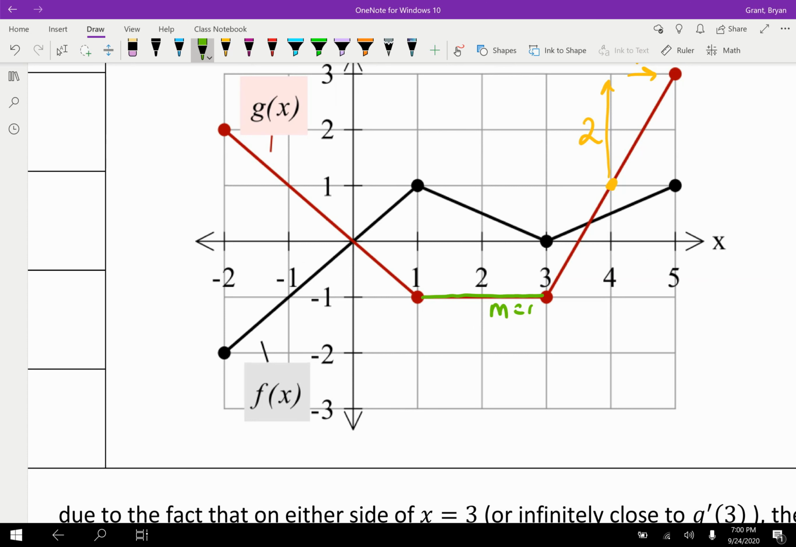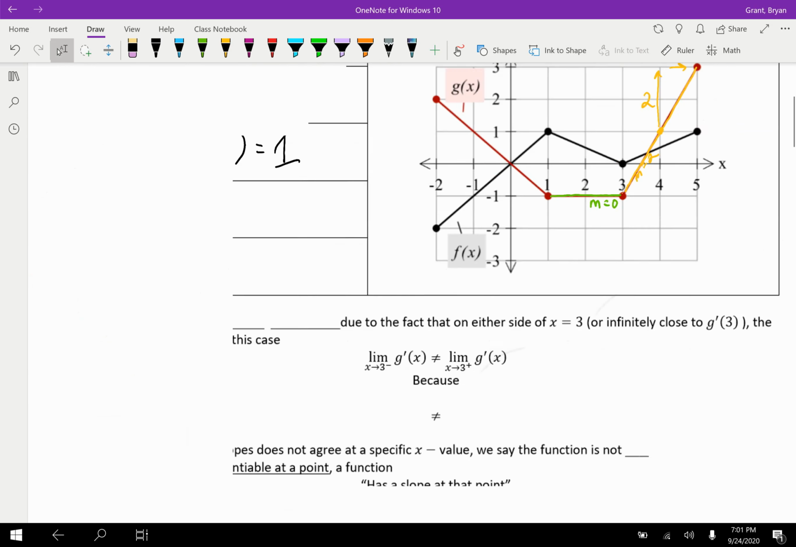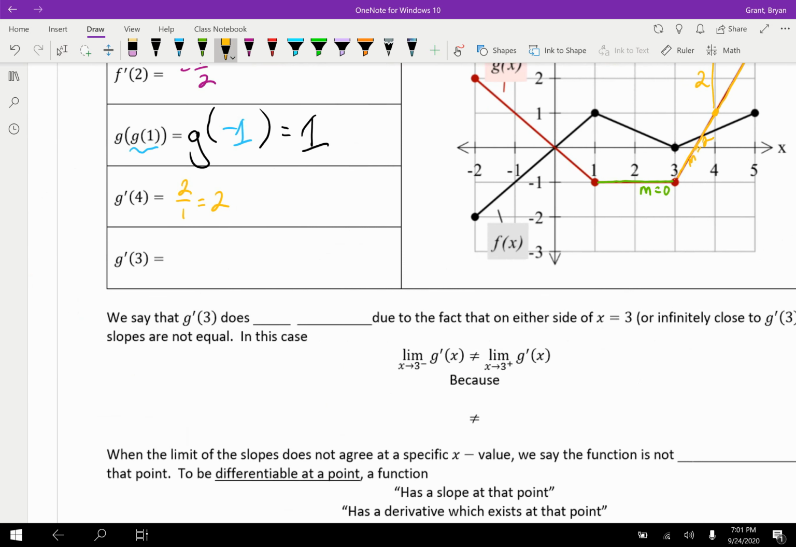However, on the right side of this, we have this part that we just found the slope of, and this line had a slope of 2. So the question becomes, does this point, this vertex, this sharp point, this cusp, if you will, have a slope of 2 or a slope of 0? Which line segment does it belong to? Both? Neither? And the answer is, it doesn't really belong to either because it's not squarely in the middle of one or the other. In fact, we say that G prime of 3 does not exist.